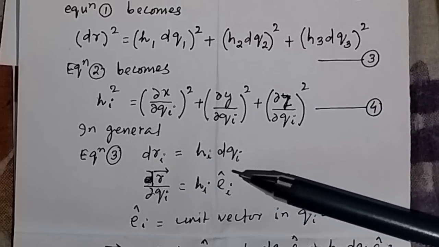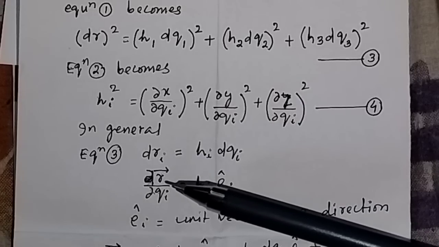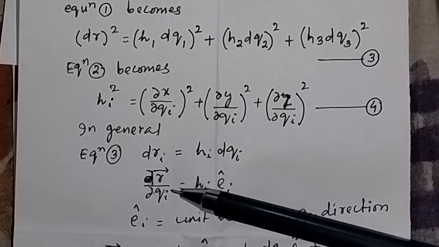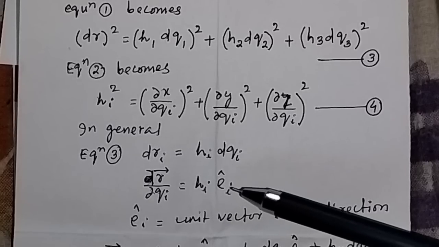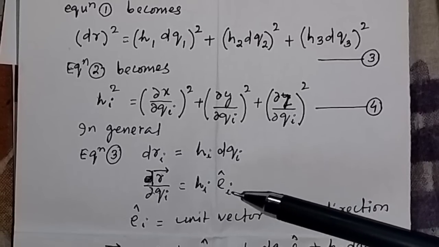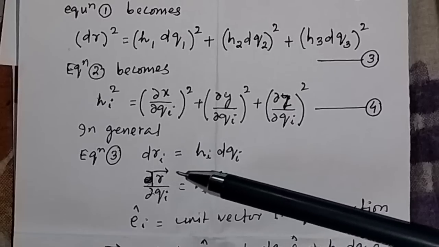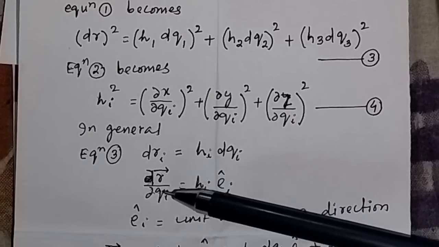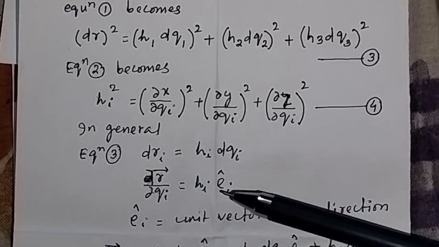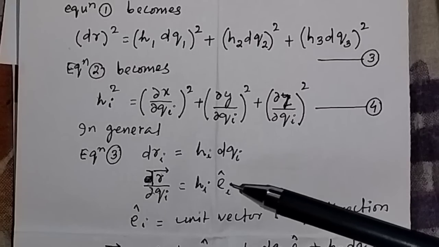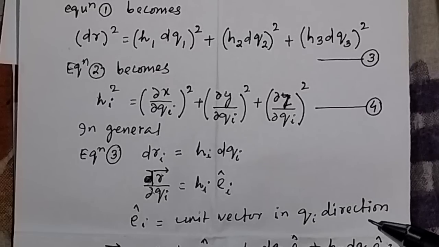So this is the general equation. And if you write the differential of r with respect to qi, then that will be equal to hi into ei cap. That means this will be the unit vector. If you define the displacement vector like this, the partial derivative of r with respect to qi can be written as hi into ei cap. And here ei cap is the unit vector in the qi direction in the curvilinear coordinate.